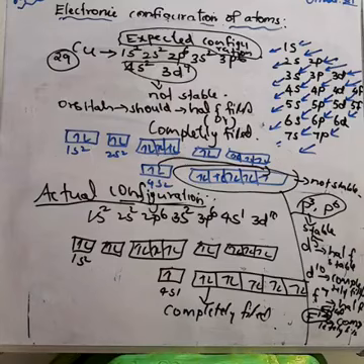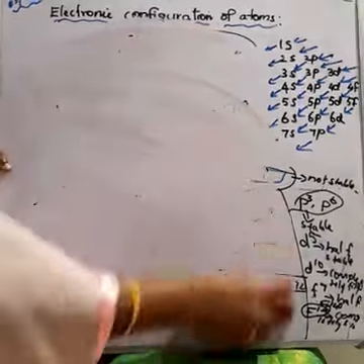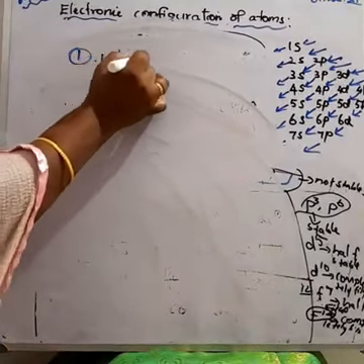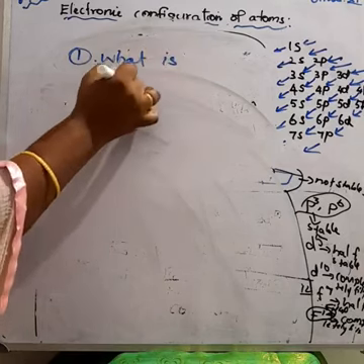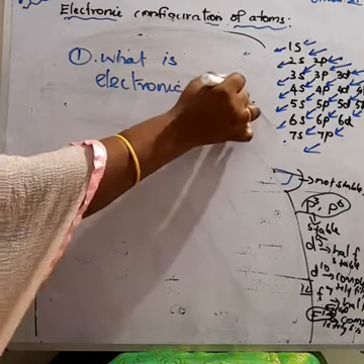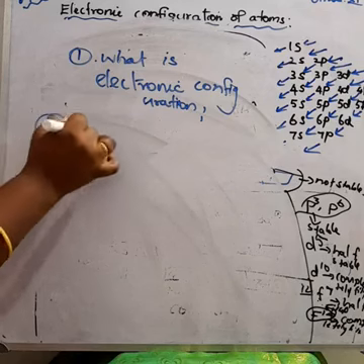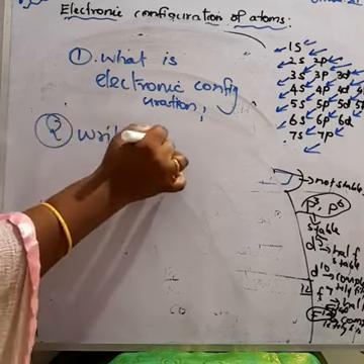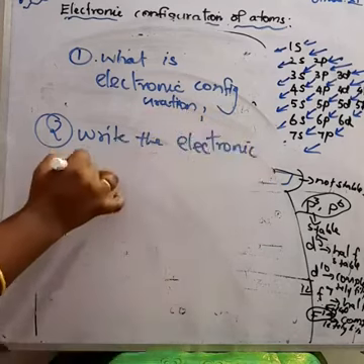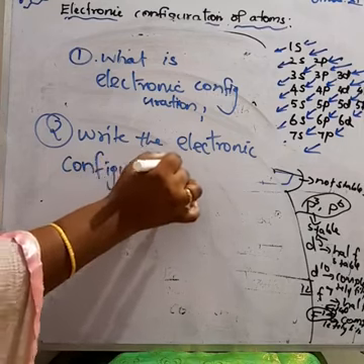Okay, students, today your assignment. Question number 1: what is the electronic configuration of an atom? Second question: write the electronic configuration and orbital diagrams for the first 10 elements.